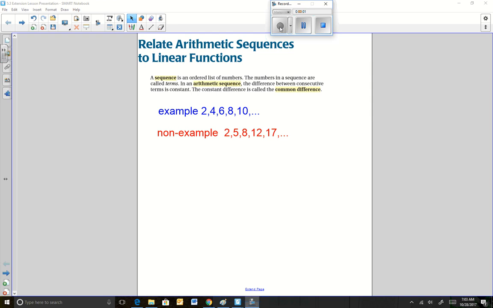Hi everyone. Today we're going to learn about arithmetic sequences, and they are related to linear functions because you will find that they have a common difference. Let's take a look at what it actually is.